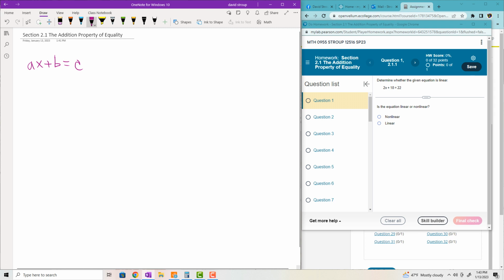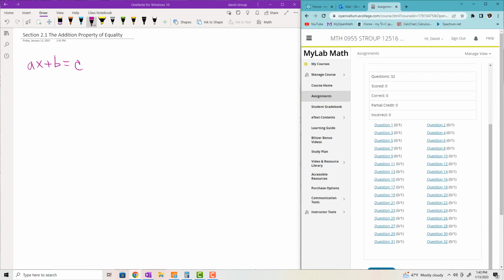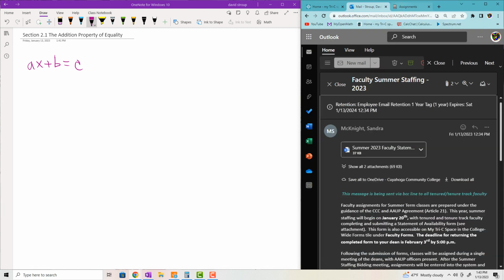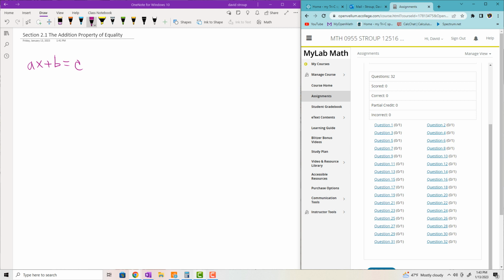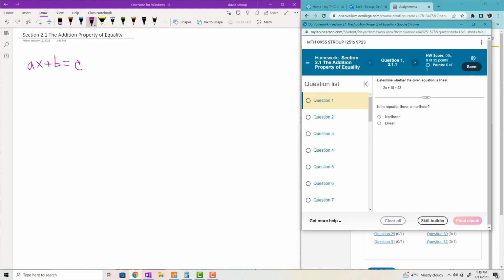So if you look on the right on question 1, determine whether the given equation is linear. So long as it's in this form, you're going to be good. If you see anything kind of weird, you're going to automatically conclude it's not linear. So you have two choices, either nonlinear or linear.